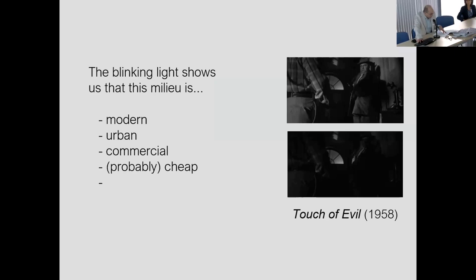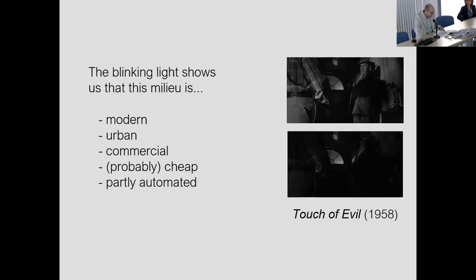The milieu is probably cheap. In the world of Hollywood economics, poverty is signaled by the image of someone who cannot afford a decent set of curtains to block the light. And the milieu is partly automated. Nobody is turning the light on and off. It's just blinking, creating a separation between people and technology.